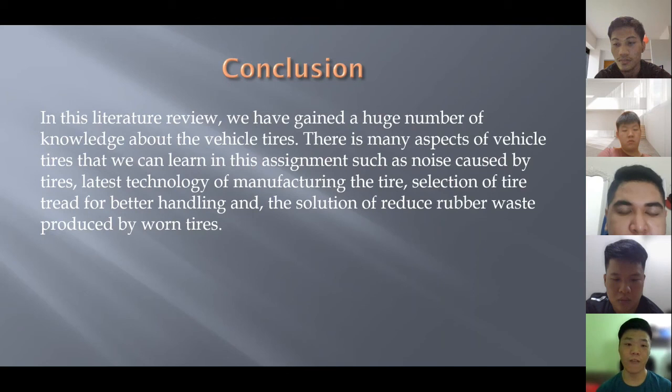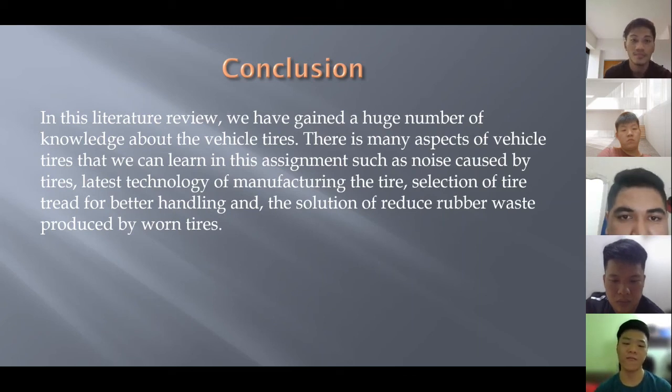For the conclusions of this assignment, in this literature review, we have gained a lot of knowledge about vehicle tires. So there are many aspects of vehicle tires that we can learn in this assignment, such as the noise caused by the tires, the latest technology of manufacturing the tire, like non-pneumatic tire, and the selection of tire tread for better handling. And lastly is the solution of reduced rubber waste produced by worn tires. So that's all from us.